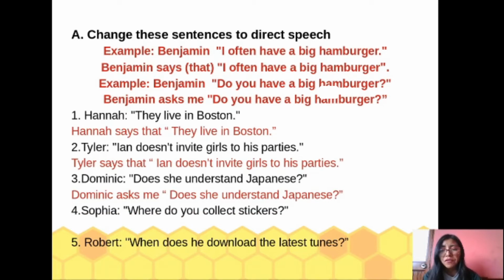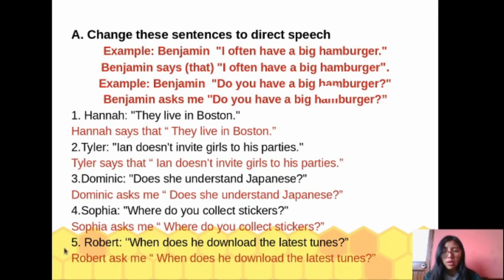The number 4, Sophia: "Where do you collect stickers?" Okay, I am going to report. That is the same. Sophia asks me, "Where do you collect the stickers?" Okay, I copy the same. Estoy copiando lo mismo. Robert: "When does he download the latest tunes?" I am going to report that. Robert asks me, "When does he download the latest tunes?" Okay, so that is the same.